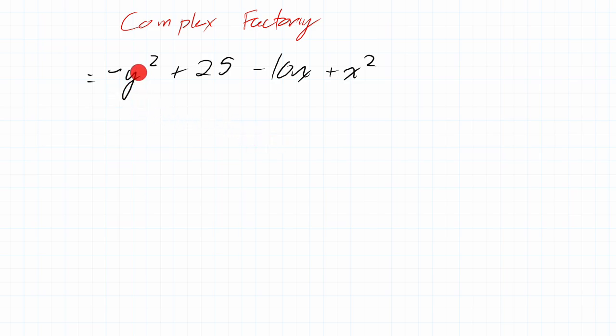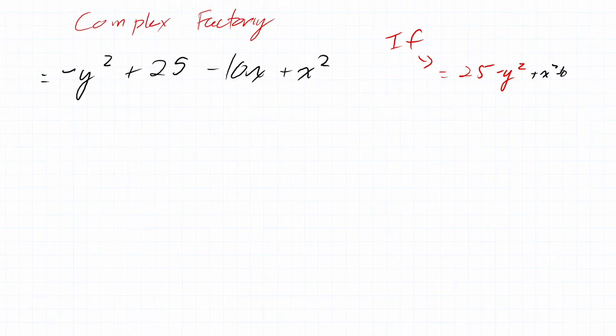First of all, let's look at our y's. There's only one term that has a y variable, so it makes it hard to pair up in a common factor or set with a constant. If I rearrange these, I actually get 25 and negative y squared, and then I get positive x squared and negative 10x. The ones I've written in red are a difference of squares. I could get negative 5 minus y, 5 plus y.